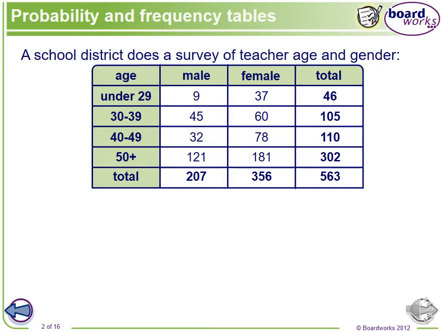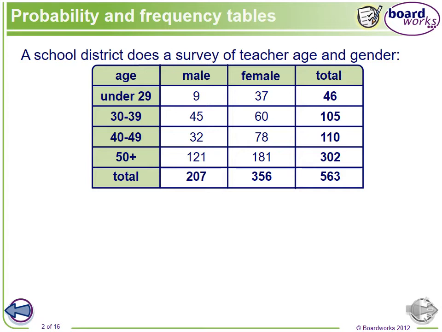So in this, between 40 to 49, 32 male, 78 female. So total 110. And 50, for the teacher about 50 years old, you have 121 males, 181 female, so total is 302. So you can see in this school district, they have more teachers over 50. And this is from the left to right. You can see horizontally, in different age, how many male, how many female.